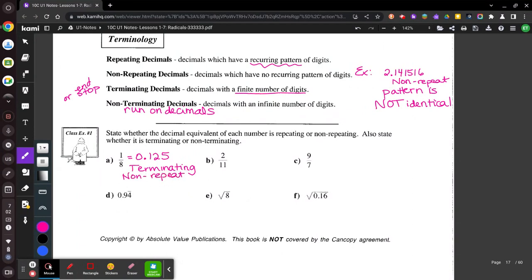Now we're going to find that numbers with an 11 or a 9 on the bottom typically repeat. So if I look at 2 divided by 11, I'm going to get a decimal answer of 0.1818, etc. So the 18 is repeating. This is a repeating pattern, but it also doesn't terminate. So it's non-terminating.